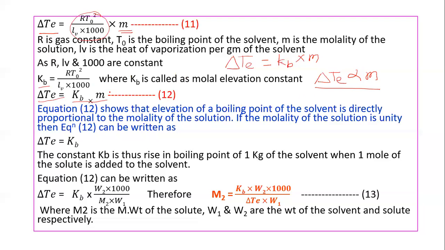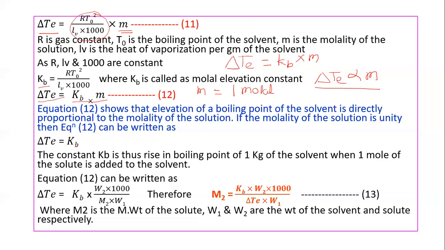In this equation, if we take the molality of the solution equal to 1, it means that the solution is 1 molar. Then we can write equation 12: delta T is equal to KB, means both are same. Elevation of boiling point of the solvent is equal to the molar elevation constant.